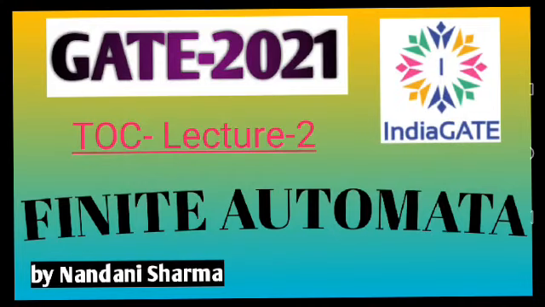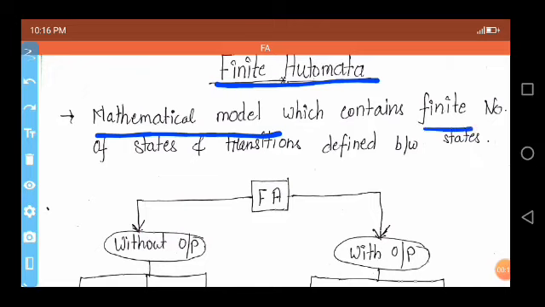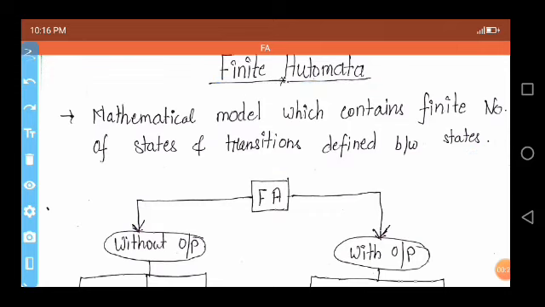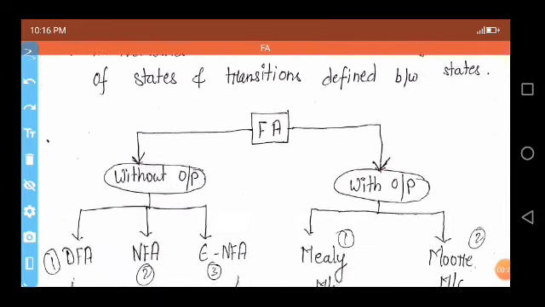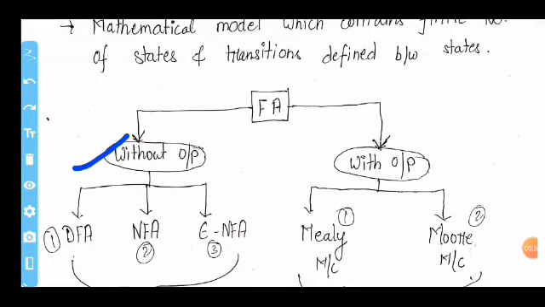So in this second lecture of TOC, we talk about finite automata. Finite automata is a mathematical model which contains a finite number of states and transitions between the states. Finite automata is further divided into two parts. First one is without output and second one is with output.